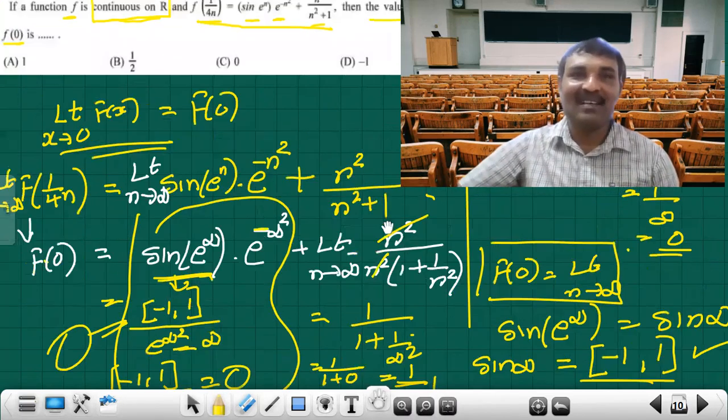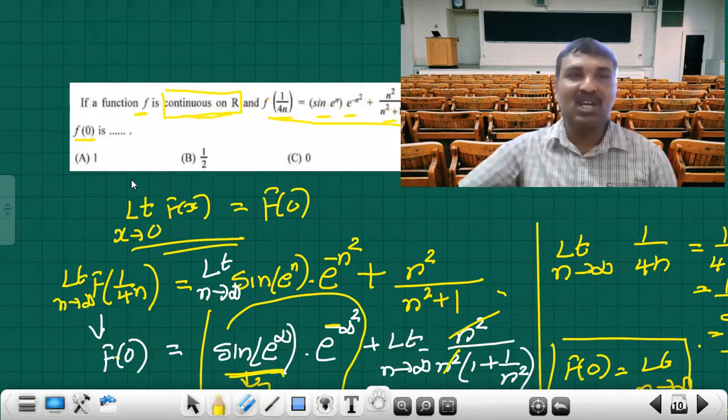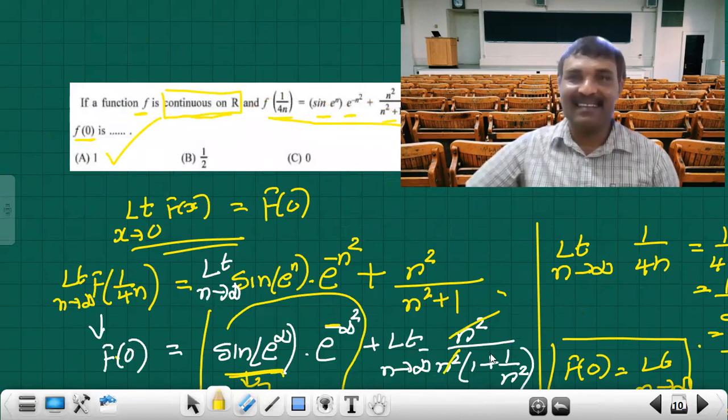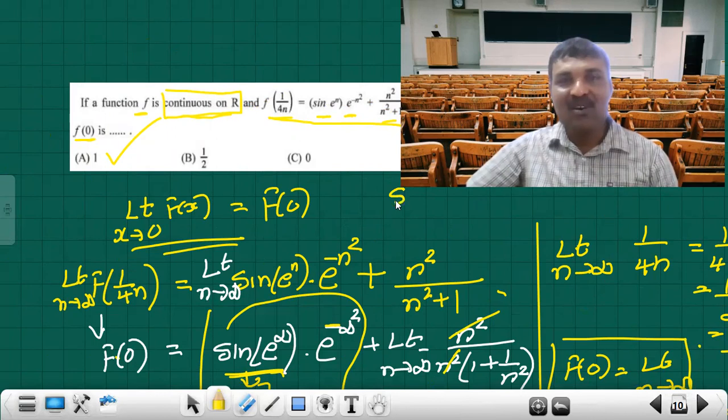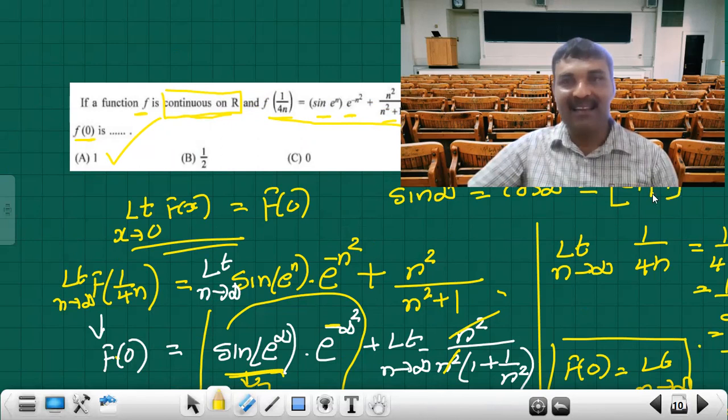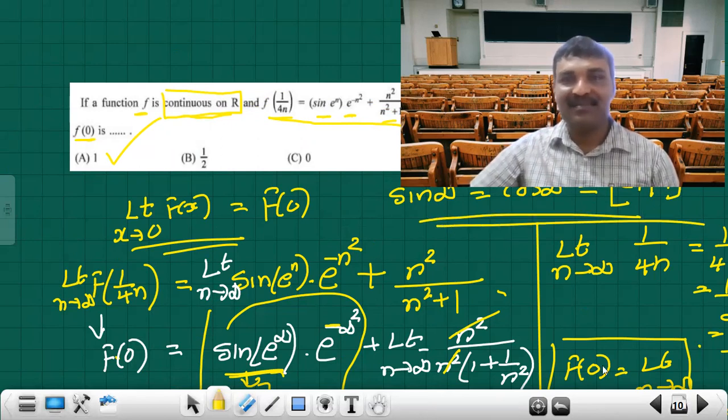So what is the answer? Option A is the correct answer. I think the problem is clear. The value of sine infinity or cos infinity, these are both bounded functions. Their values lie between minus 1 and 1.